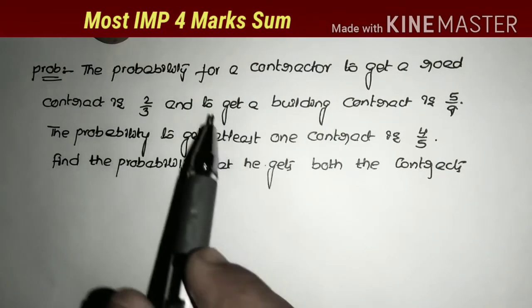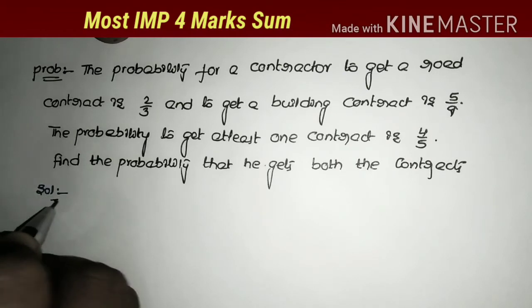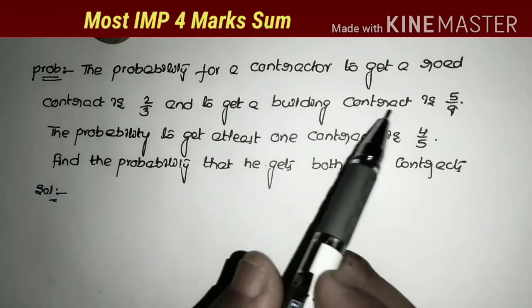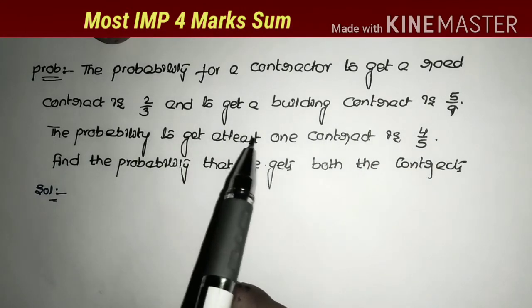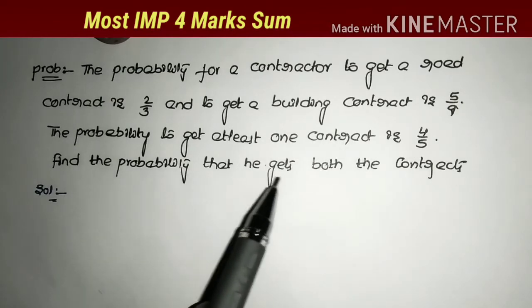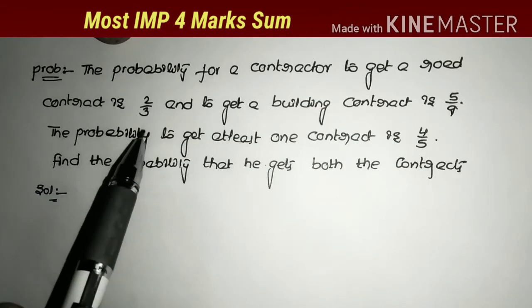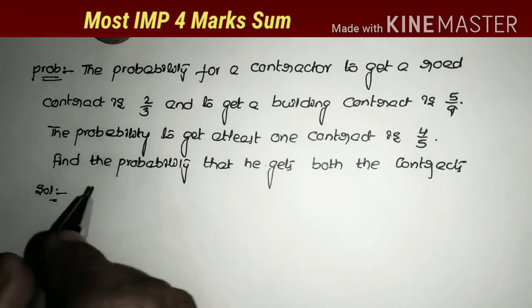Next problem, the most important 4 marks problem. The probability for a contractor to get a road contract is equal to 2 by 3 and to get a building contract is equal to 5 by 9, and the probability to get at least one contract is equal to 4 by 5. Then find the probability that he gets both the contracts. So this is the given data. What is the given data here? The probability for a contractor to get a road contract is equal to 2 by 3.